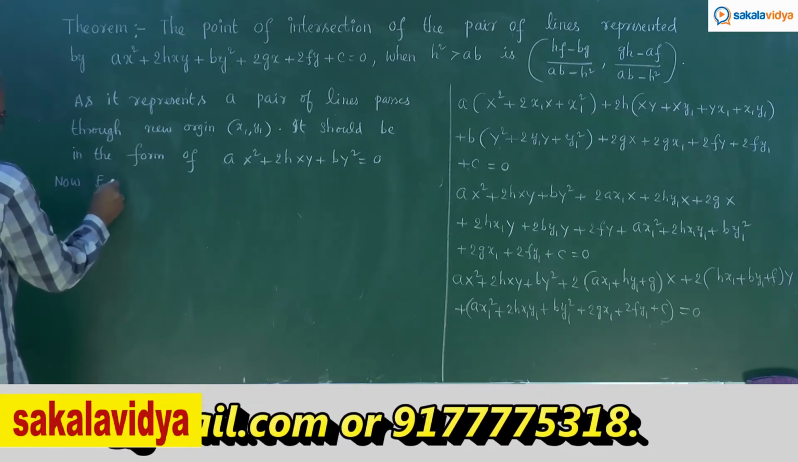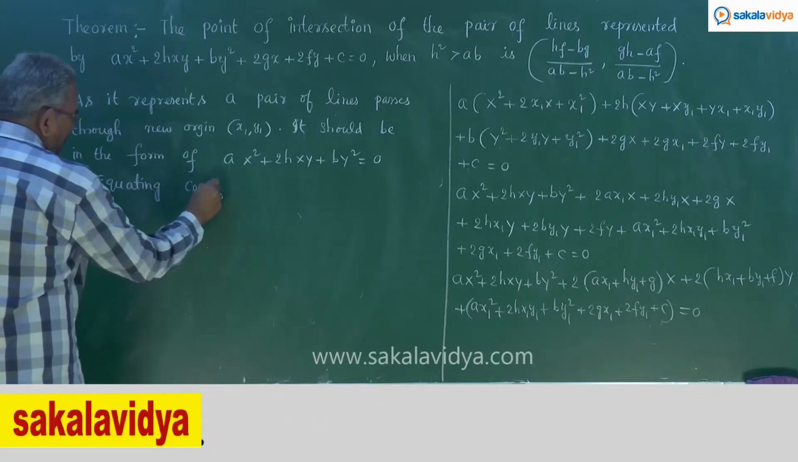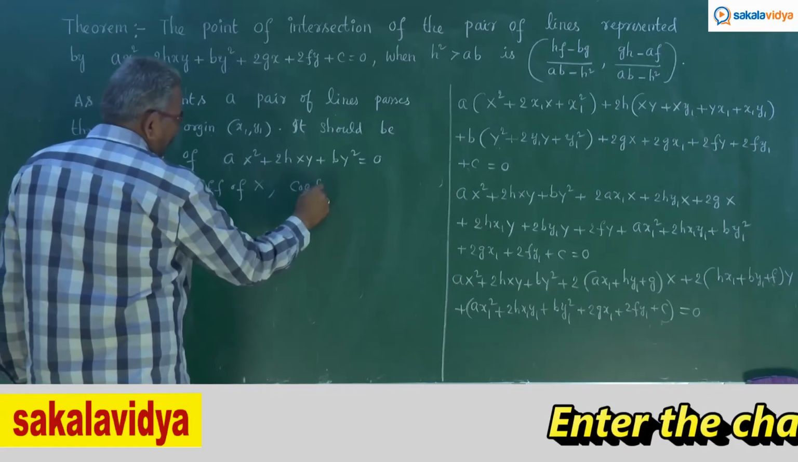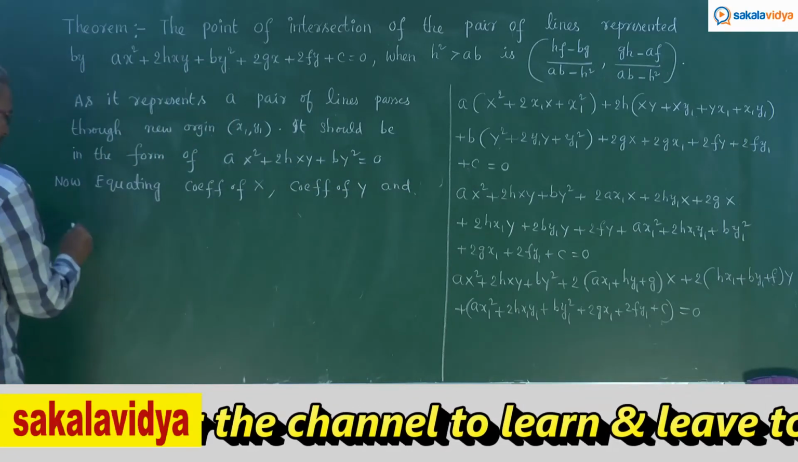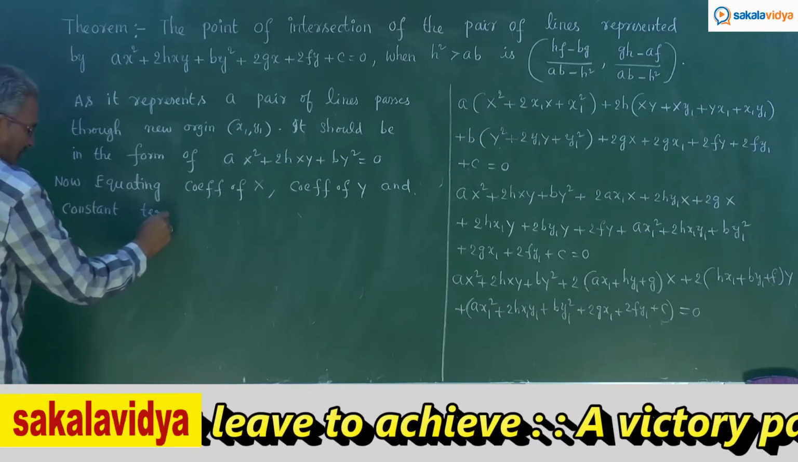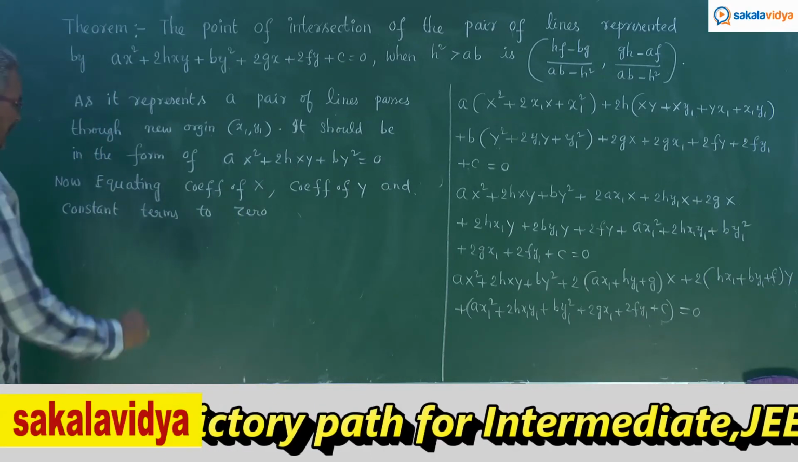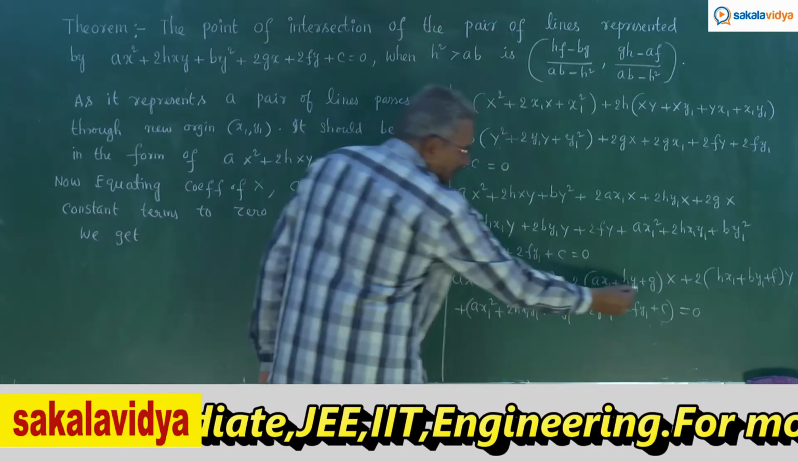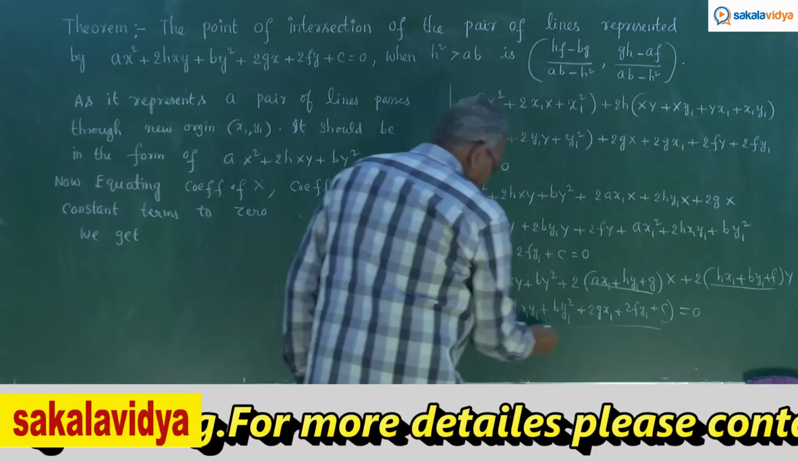So, now equating coefficient of X, coefficient of Y and constant terms to 0. We get, see, this must be 0 and this must be 0 and this must be 0.